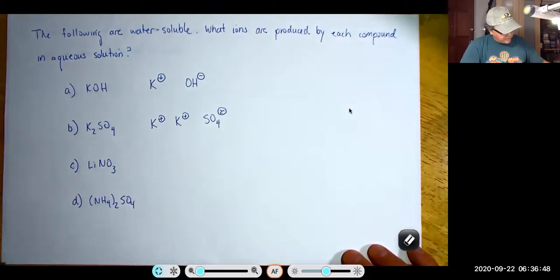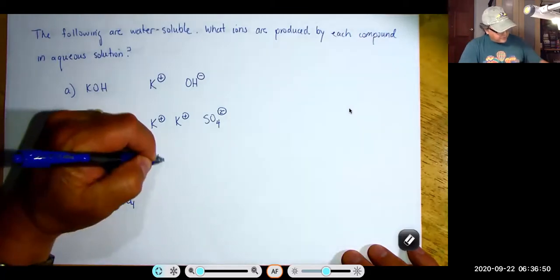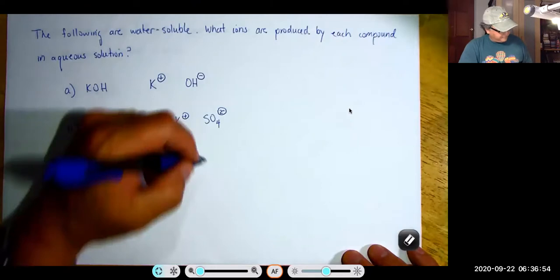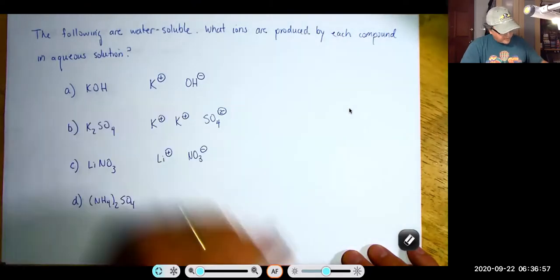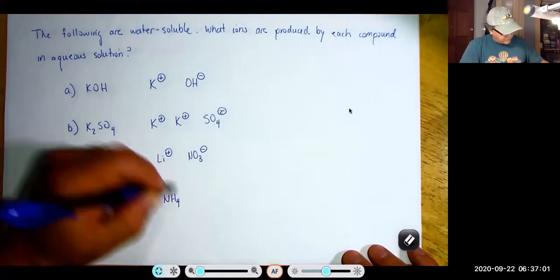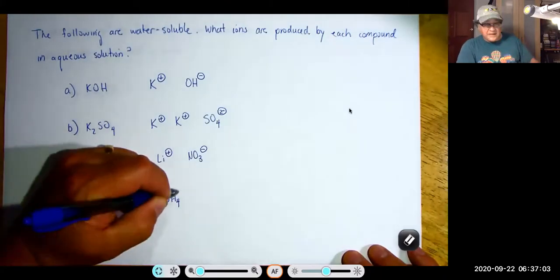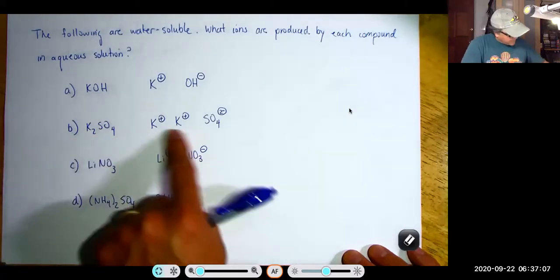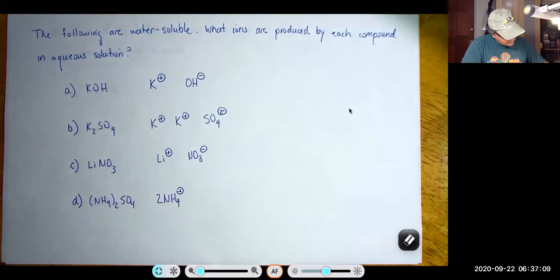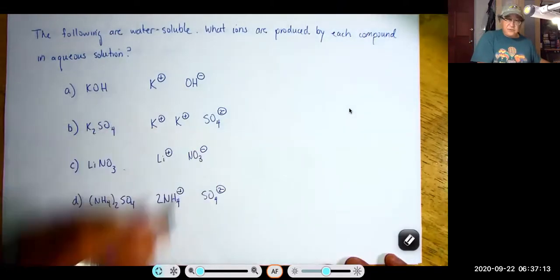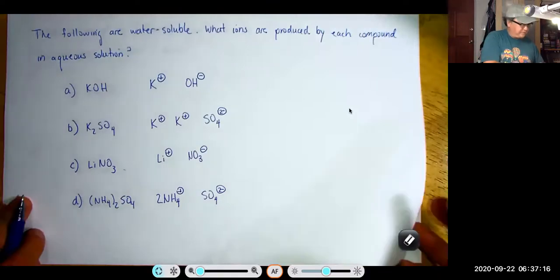So here, lithium, group 1A, +1, nitrate, NO3, -1. Here, NH4 we recognize as the ammonium ion. There's 2 of them. So this is another way to write 2 of the ions. I don't have to write them twice. I can write a 2 in front of it. And then we have the sulfate ion. So these are the ions produced by each in aqueous solution.